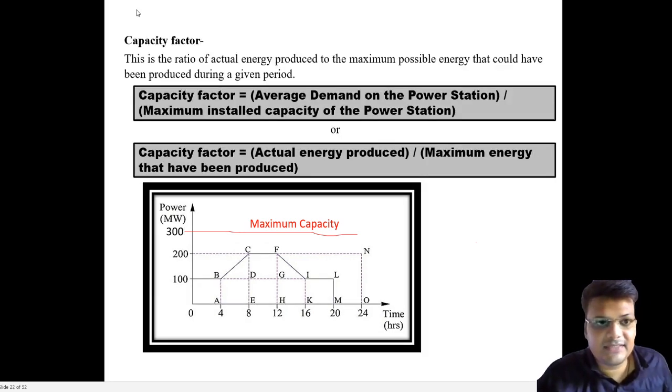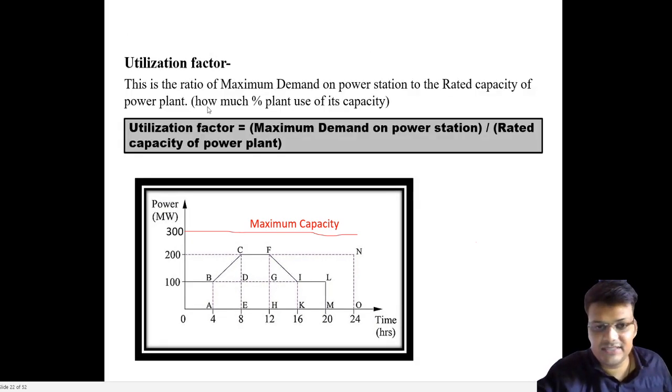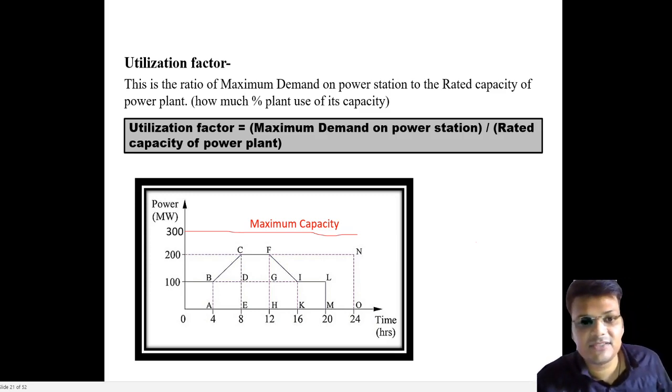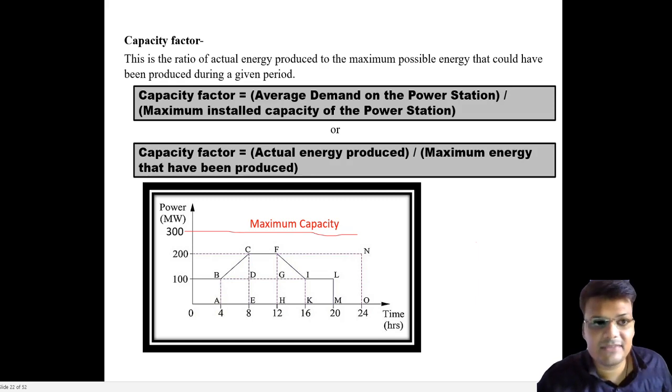Now, what is capacity factor? How will we calculate it? Suppose I give you the maximum capacity and now we want to calculate the capacity factor. So how will it be calculated? There is a difference between the maximum capacity and the capacity factor. Maximum capacity is simply the maximum capacity of the plant. Now we will see what the capacity factor is.